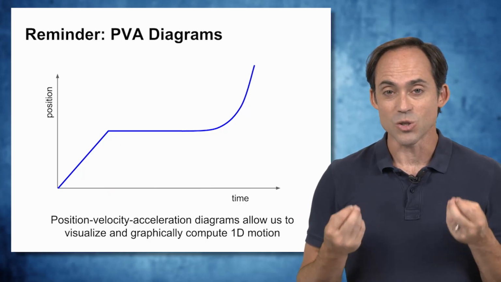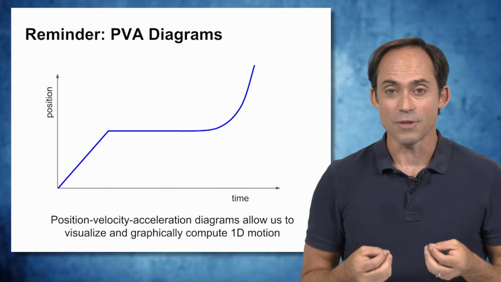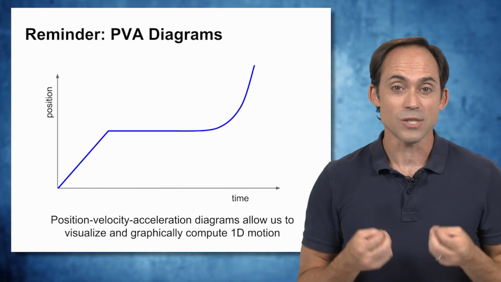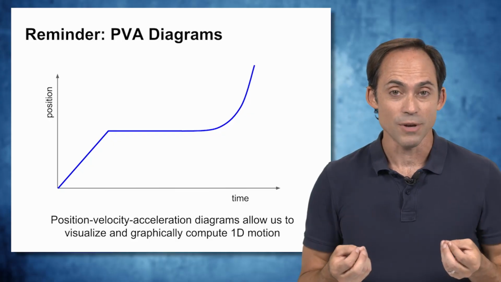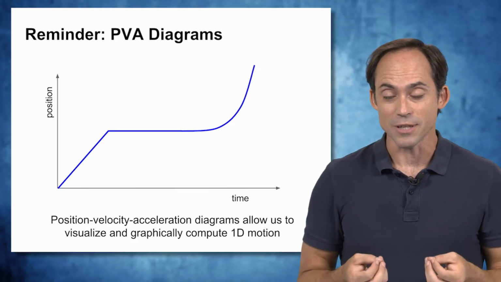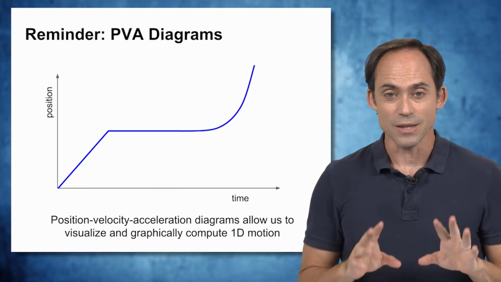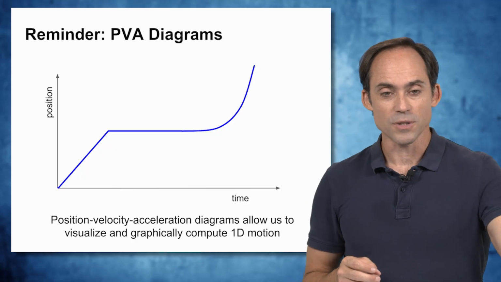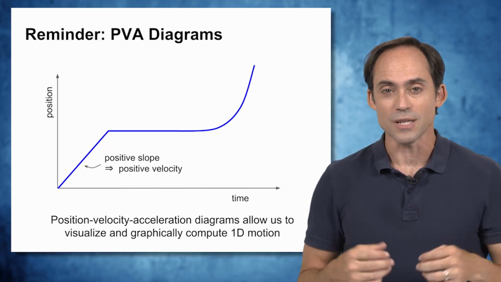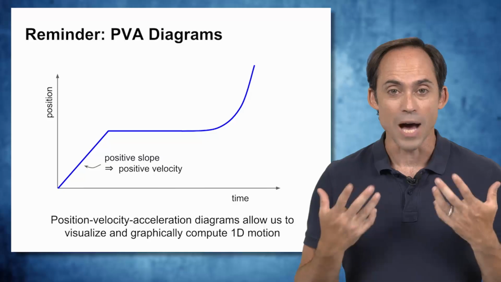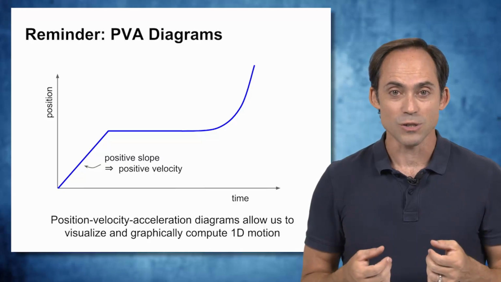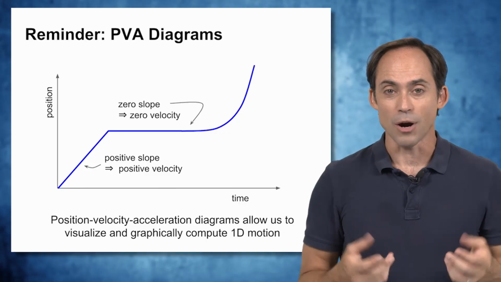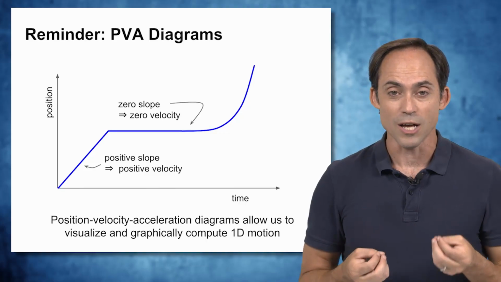By looking at the slope and the curvature of the line of position, velocity, or acceleration versus time, we're able to say something about the motion itself and even compute some quantities graphically. As an example, take this arbitrary position versus time plot. The slope in the first part is positive, so it's a positive velocity. The change in position with respect to time is the velocity. The flat part has zero slope, so zero velocity.